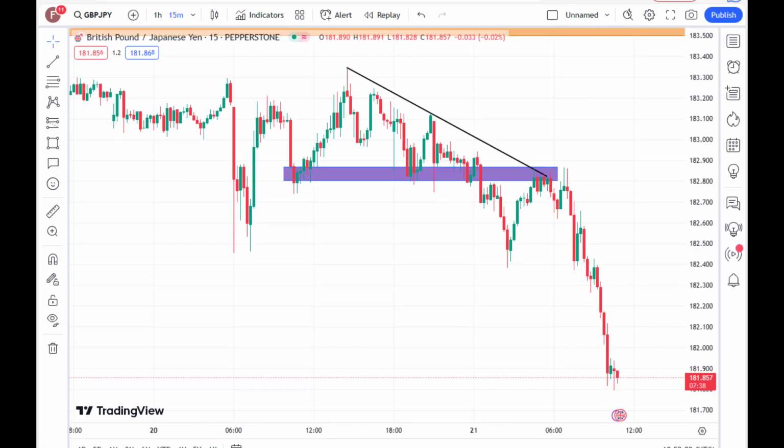But now we had an additional confluence here, because the price actually coincided in a zone where we had a resistance zone, because this zone now automatically becomes resistance.